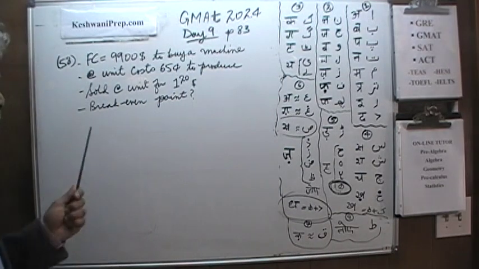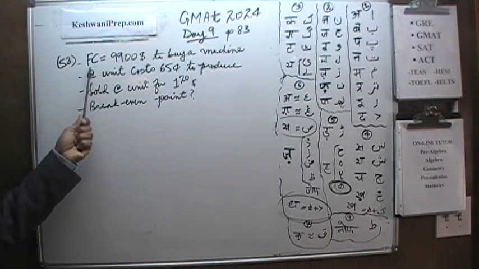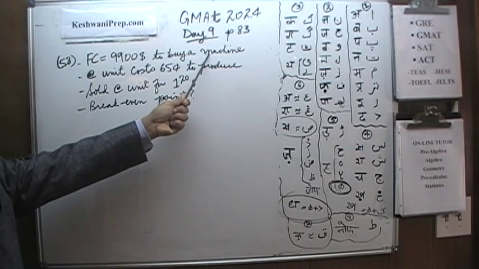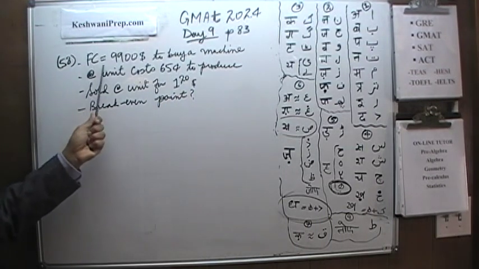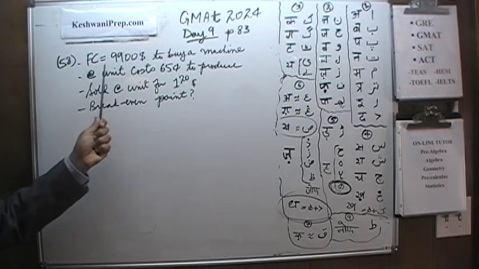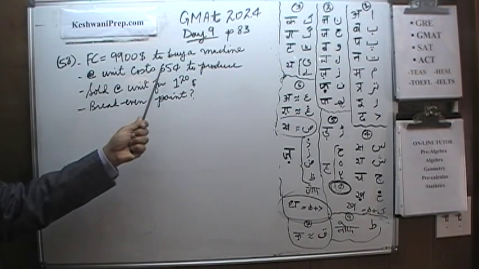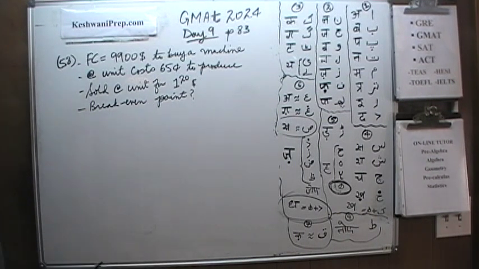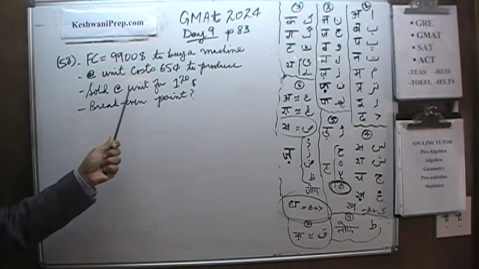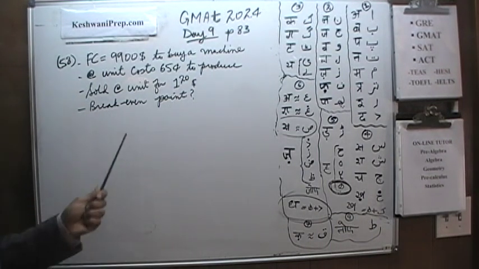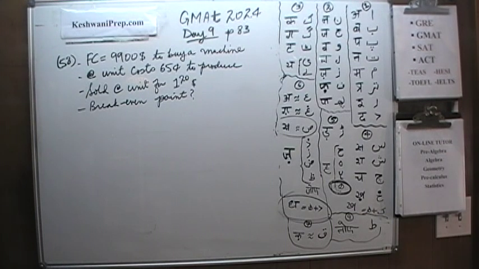Here we go. We are told that we have a fixed cost of buying a machine. We're going to buy a machine to make something, and the fixed cost of buying a machine is 9,900, and with that we're going to make something. We are told that each unit costs 65 cents to produce. We are further told that we are going to sell each of these units for $1.20. The question simply is, what's the break-even point? Do it yourself.